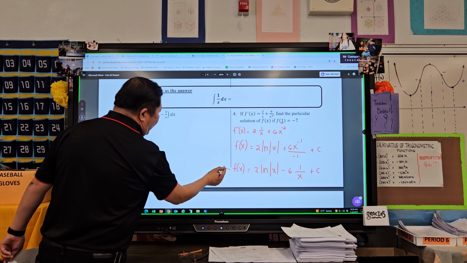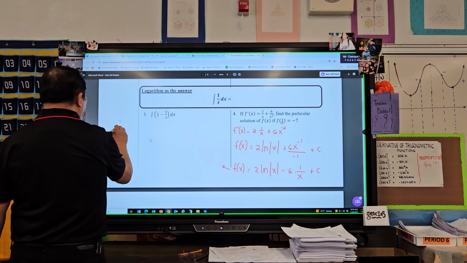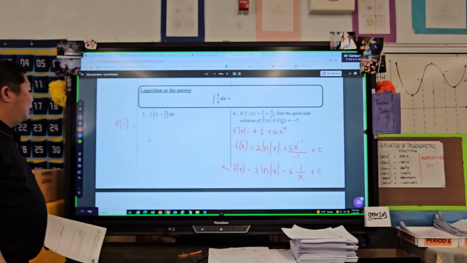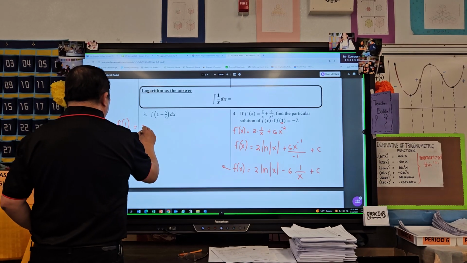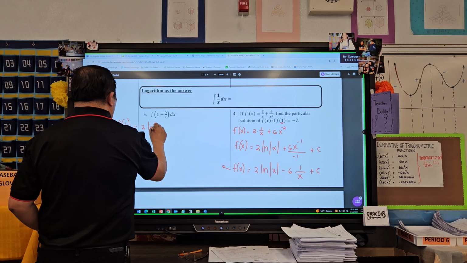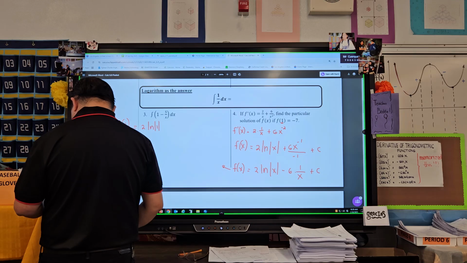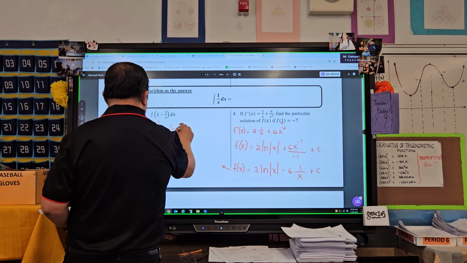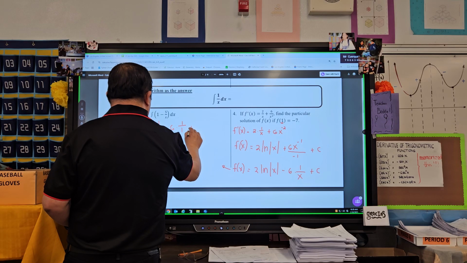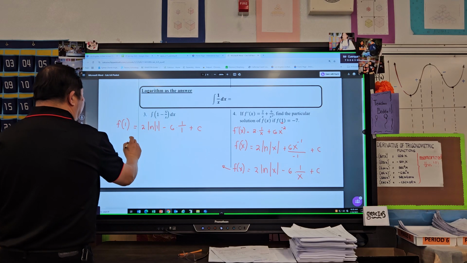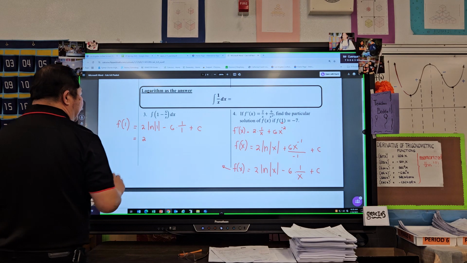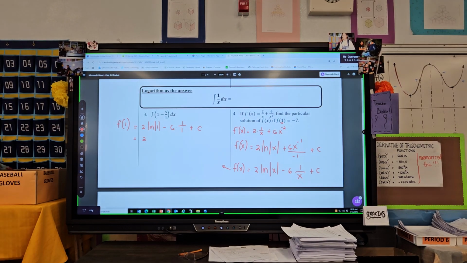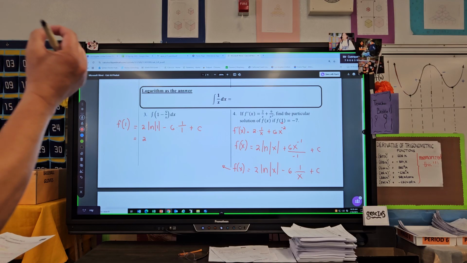So for this one, we have f of 1. F of 1 means we are plugging in 2 ln 1, minus 6 times 1 over 1, plus the constant. Let's simplify this first. What is ln 1 equivalent to? It's gonna be nada.